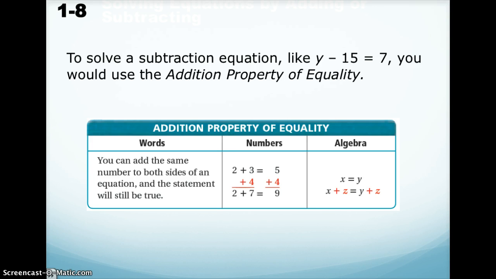So you can see where it's 2 plus 3 equals 5. If we add 4 to both sides, 2 plus 7 equals 9, our equation is still true. Our numbers have changed, but it didn't change the fact that it was true.